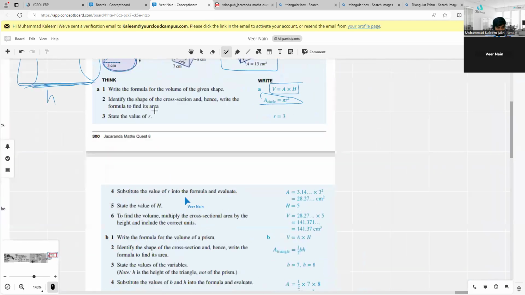And then you just have to multiply it by the height. So the volume is this one. That's all. And the volume's unit is always cubic. Unit cube, cubic unit. Okay.